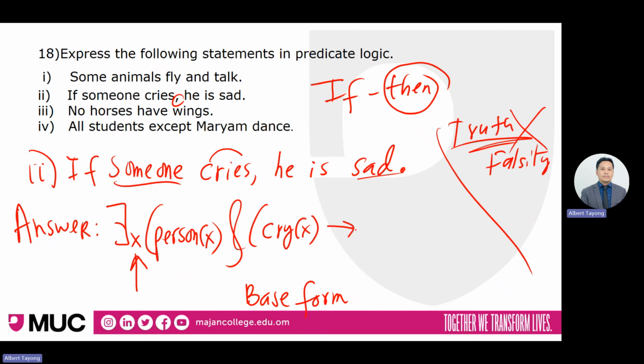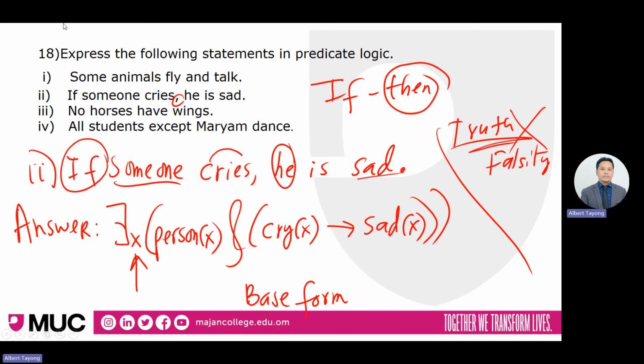Okay, then because of if, okay, X is sad. So we have to close and close. Okay, so if a person cries, then he is sad. X here is the he or she. Okay, that person. All right, so that's how to answer the second one.